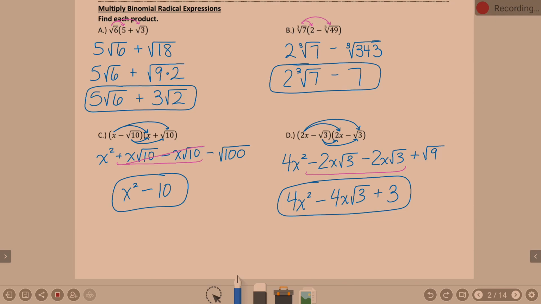Questions so far? That's kind of a continuation from yesterday, right? Now, where that is important, why we need to know how to multiply these binomials or distribute here, is related to the backside. So let's look at our last section here.